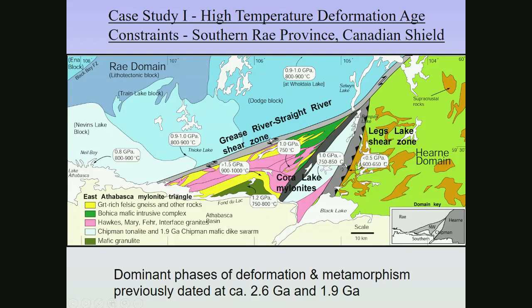The first thing you can note is that, from a relative timing context, the Grease River Straight River shear zone appears to cross-cut and offset the Legs Lake shear zone. So the age constraints we should expect for those two significant shear zones are that Legs Lake should be older and Grease River Straight River should be younger. Prior to this study, undertaken by Mike Williams and his graduate students at the University of Massachusetts, the timing on these structures was thought to be 2.6 billion years ago, but that was based on some really old geochronology acquired back in the late 70s and early 80s.